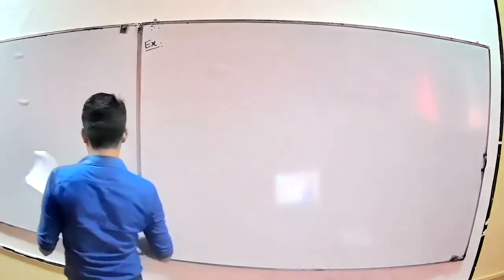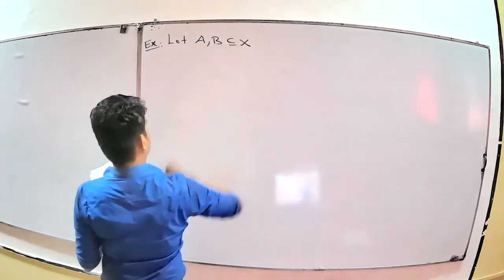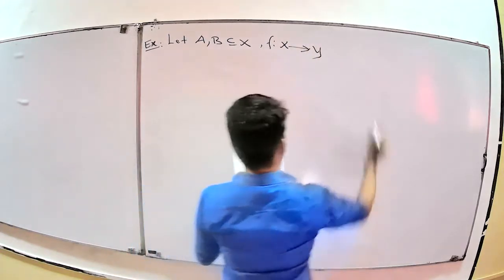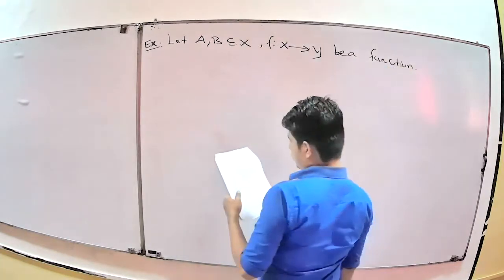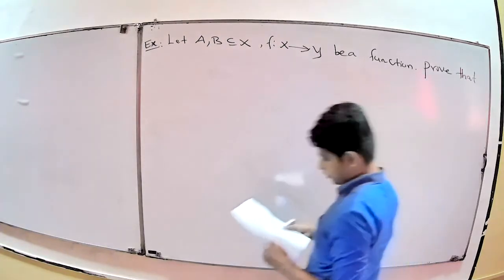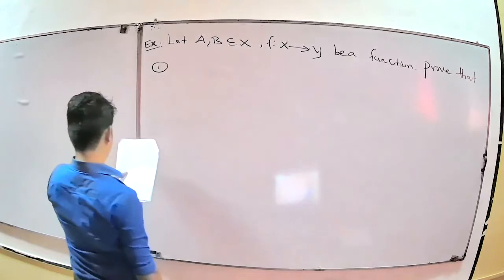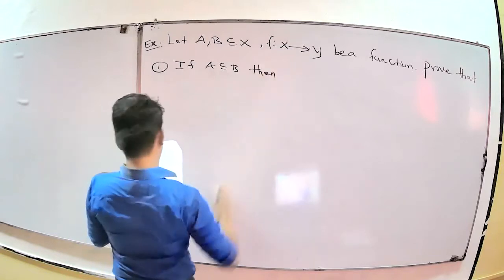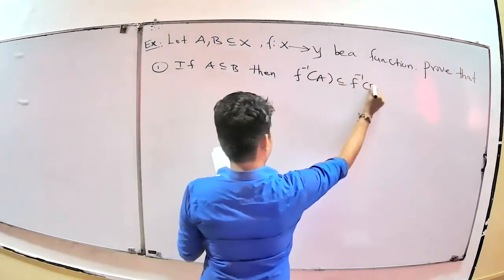Exercise: let A, B subset of X, and let f from X to Y be a function. You want to prove the first part: if A subset of B, then f inverse A subset of f inverse B.